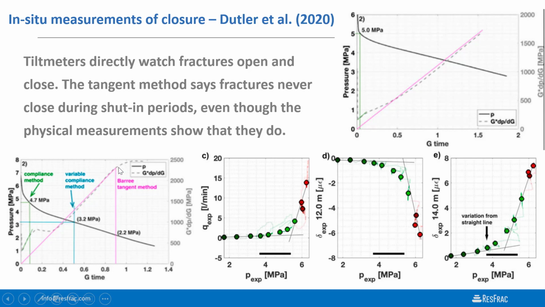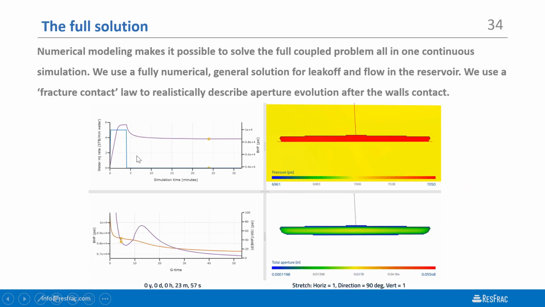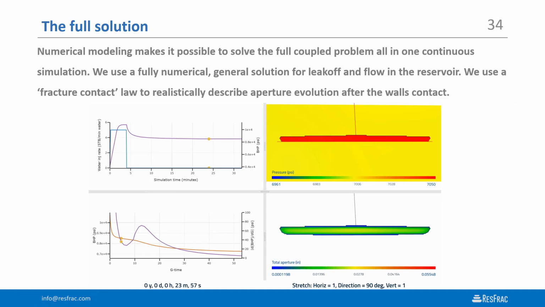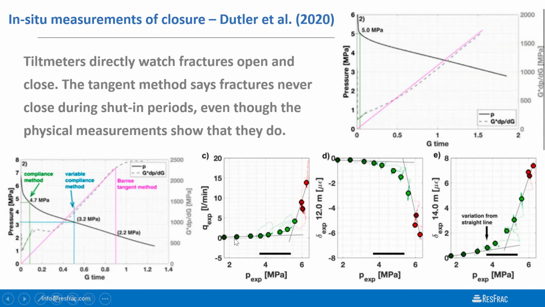And so basically the position of this peak, which with the bar rate tangent method is picked as closure, has no relationship to closure at all. In fact, if you're interested in what it does represent, I have a paper from 2017 called the spurious deflection on the superposition log-log linear time plot or something like that. It goes through some math to show that the peak in G times dp/dG is actually caused by the late time transition into something called impulse flow. So it has to do with the pore pressure and the leakoff, and has really nothing to do with closure. So anyway, this is example number one.